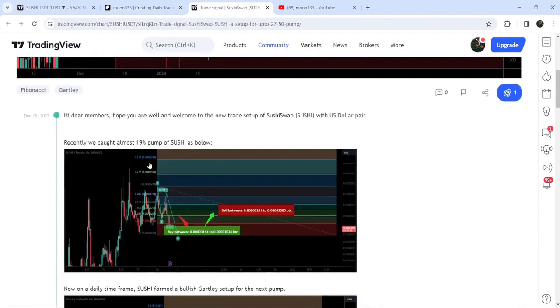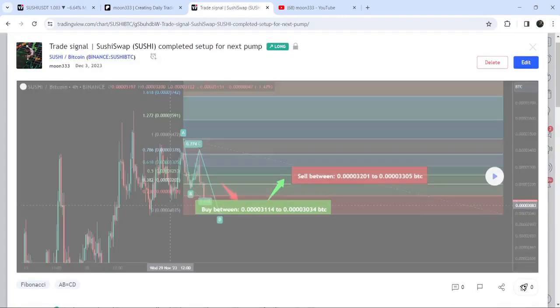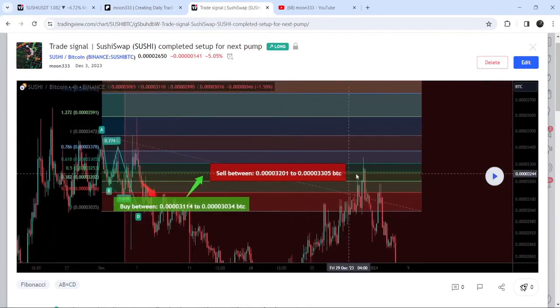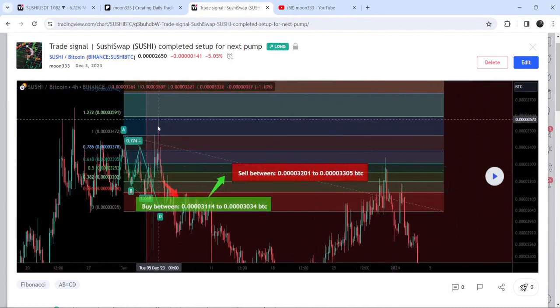And before that, I shared this harmonic bullish reversal AB equal to CD pattern. And I shared this idea on 3rd of December in the previous month. And this move was formed on a 4-hour time frame chart with Bitcoin pair. And if I play this chart, then you can see that the price has nicely moved up from the buying zone and rallied beyond the sell target zone. And this was almost 19% pump on this 4-hour time frame chart.